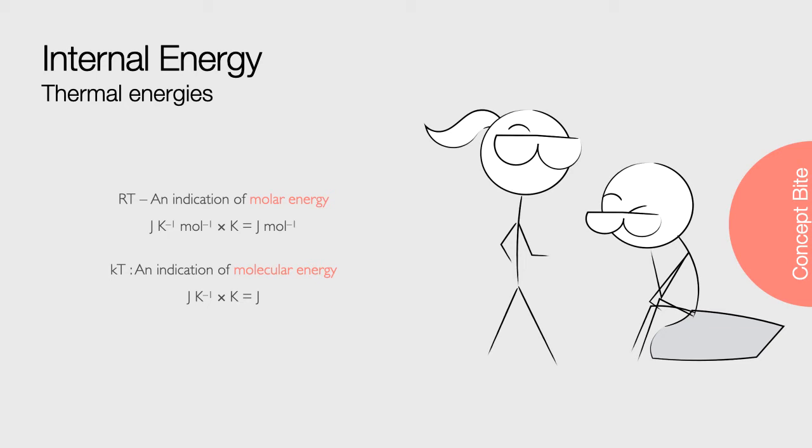When we use R, we are looking on a bulk level per mole of the particles. However, when we use Kb, we are looking on a molecular level per particle. So when we multiply either of these constants by the thermodynamic temperature in Kelvin, we are getting a thermal energy for our system.